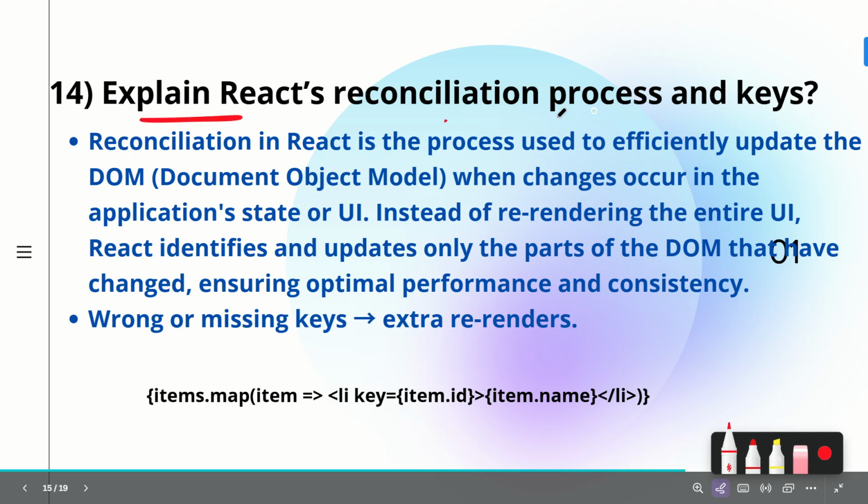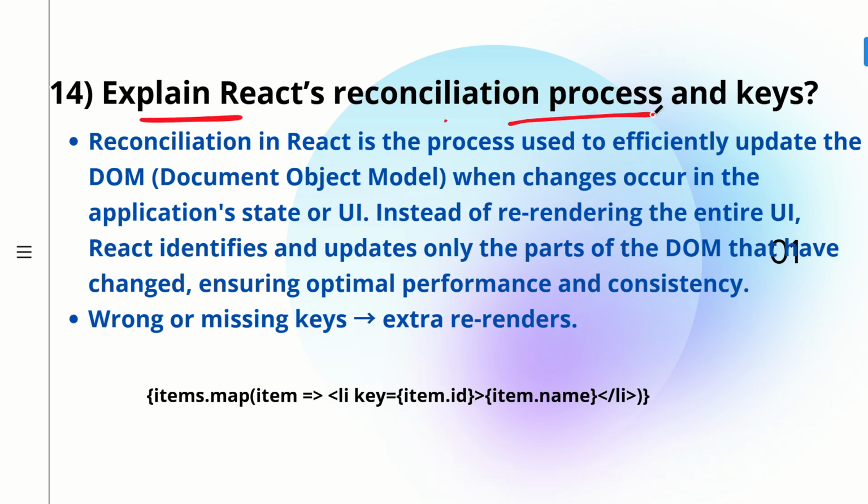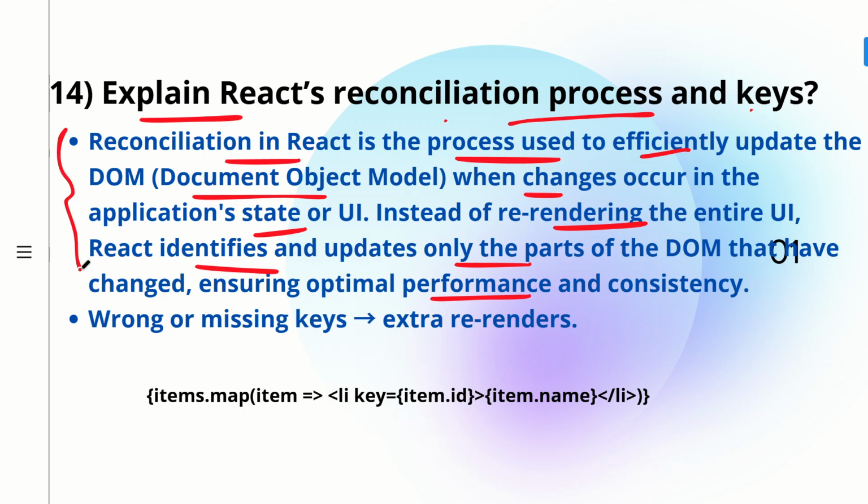Explain React's reconciliation process and keys. So what is React's reconciliation process and what is the use of keys? Reconciliation in React is a process which is used to efficiently update the DOM, and it is only updating DOM when there are changes occurring in the application state or UI. So instead of re-rendering the entire UI, React identifies and updates only the part of DOM that have changed, ensuring optimal performance and consistency. So this is the definition which you can say. Now let us try to understand it line by line.